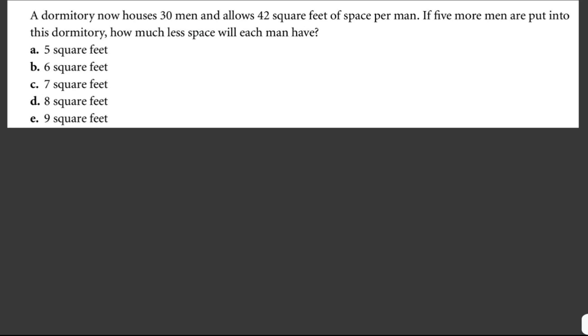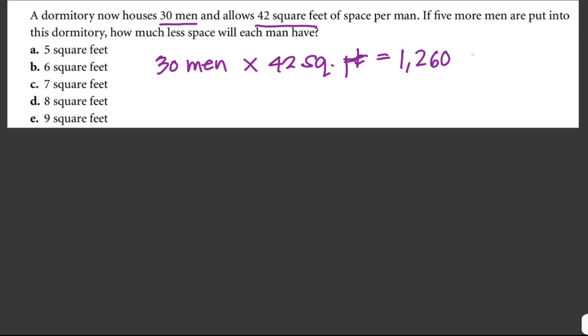Alright, it is given in the problem that the dormitory houses 30 men and each man has 42 square feet of space in the dormitory. Now we need to solve for the total area of the dormitory. We just have to multiply 30 men by 42 square feet, and that is equal to 1,260 square feet of space.